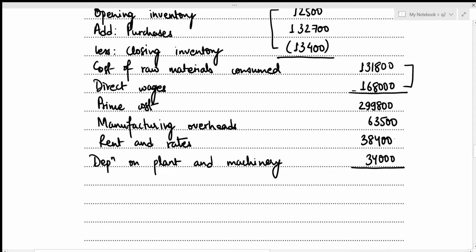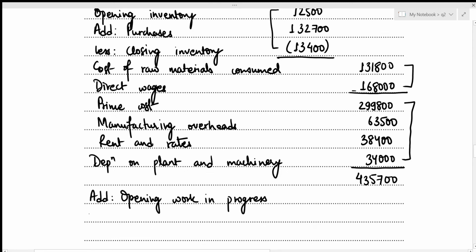And that is just going to be the sum of these four amounts. So that's 299,800 plus 63,500 plus 38,400 plus 34,000, which results in the total of 435,700. Okay, now we can see that we have not actually included any work in progresses, right? So what we do is we always add the opening work in progress and we always subtract our closing work in progress.